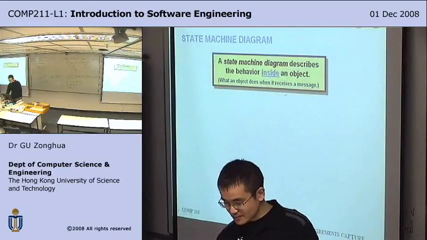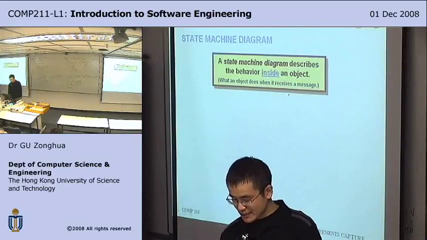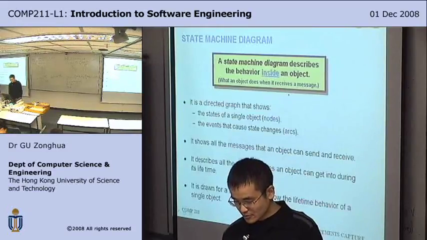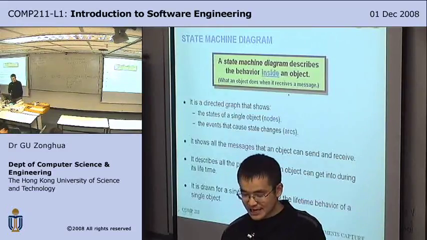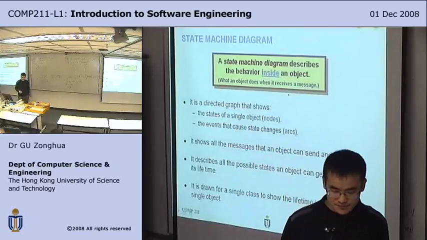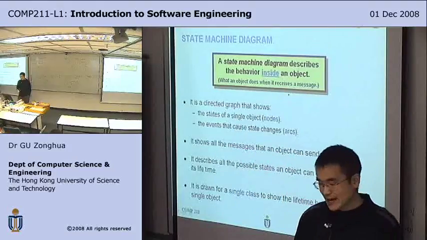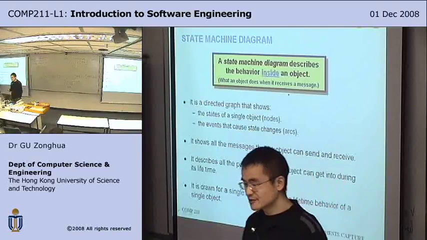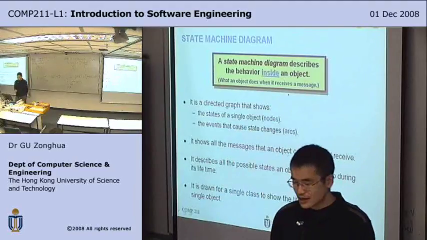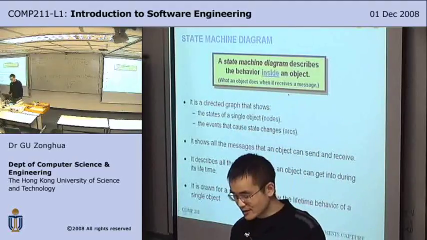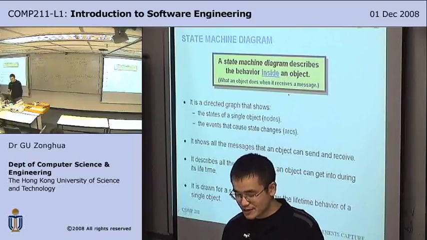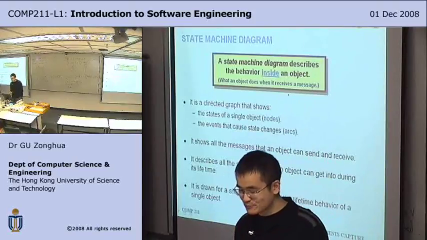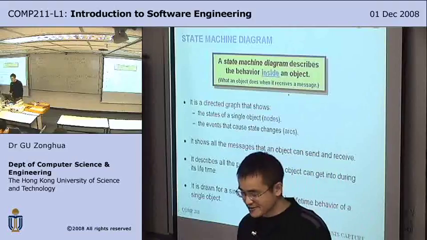So a state machine describes the behavior inside an object. So what the object does when it receives a message. Last time you asked what's the difference between the object's behavior and its interface. The interface is a collection of operations, and the behavior is the state machine: how the object behaves when it receives a message, perhaps by invoking the operations in the interface.